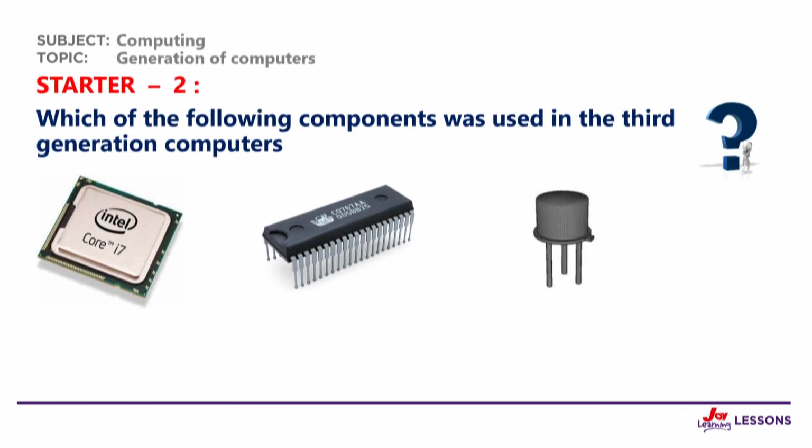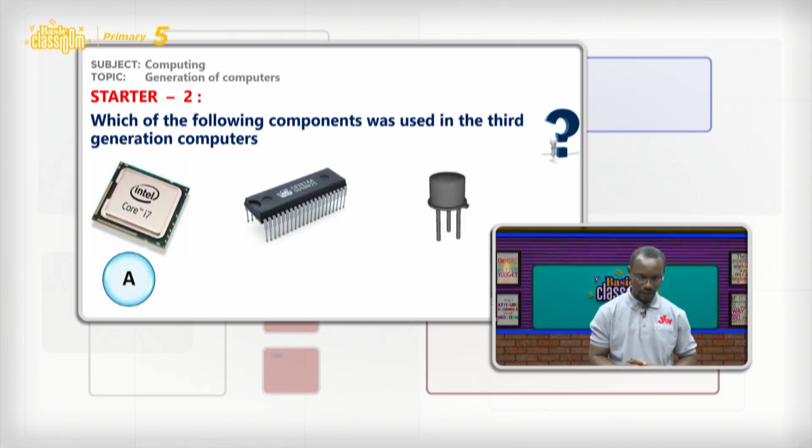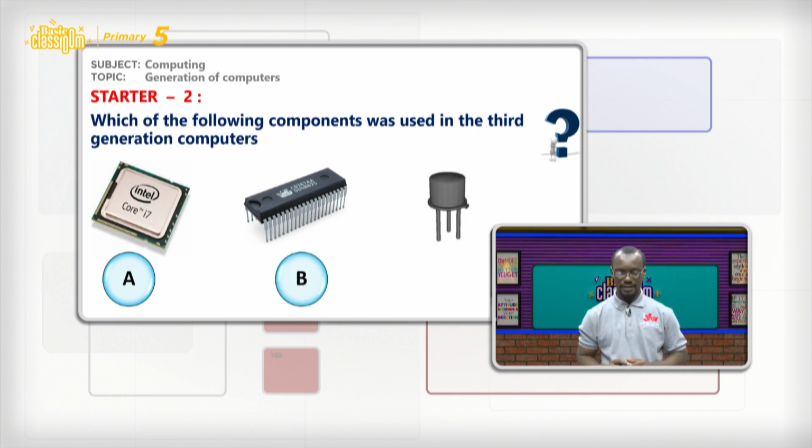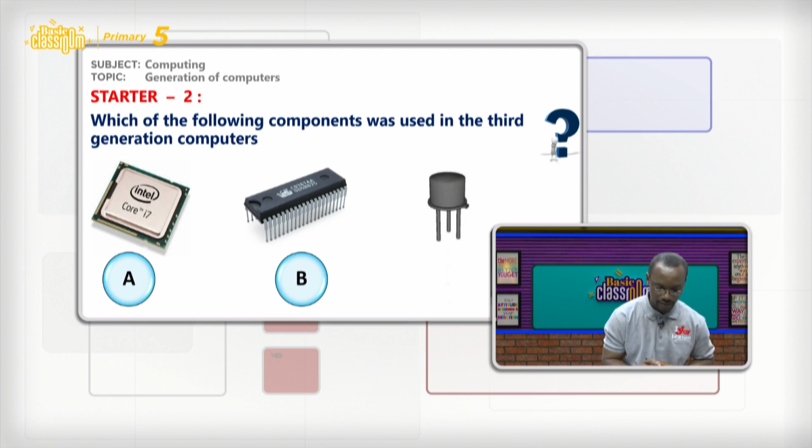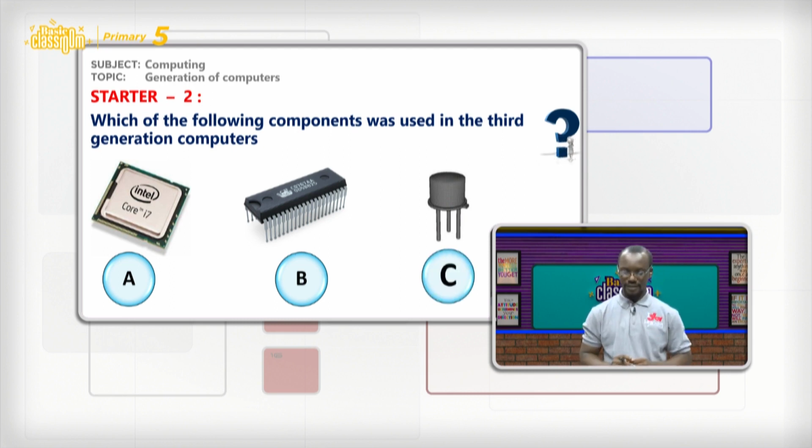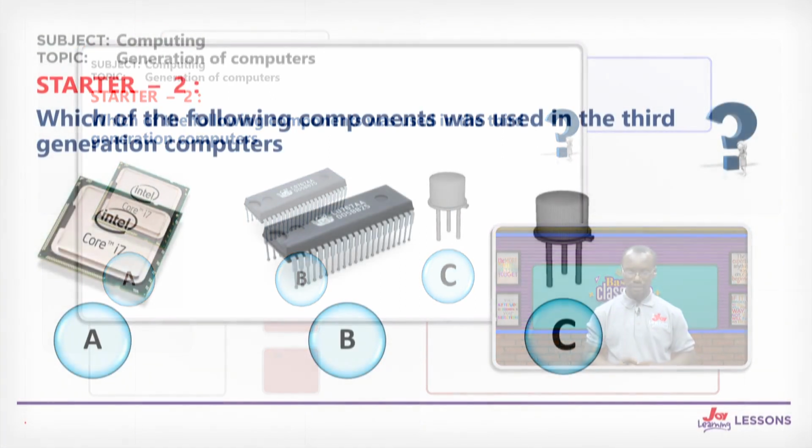Then we have another question for you. Which of the following components was used in the third generation computers? A is processor. B is integrated circuits. And C is transistor. Which of these components was used in the third generation computers?